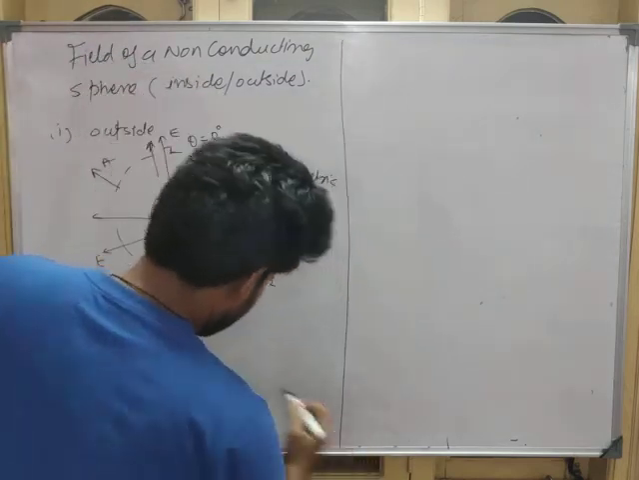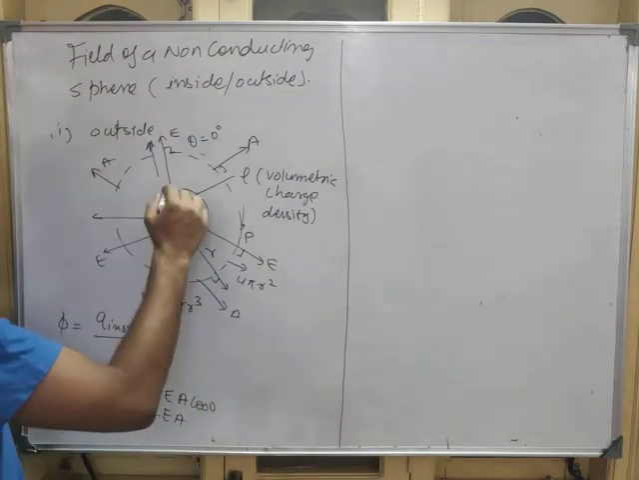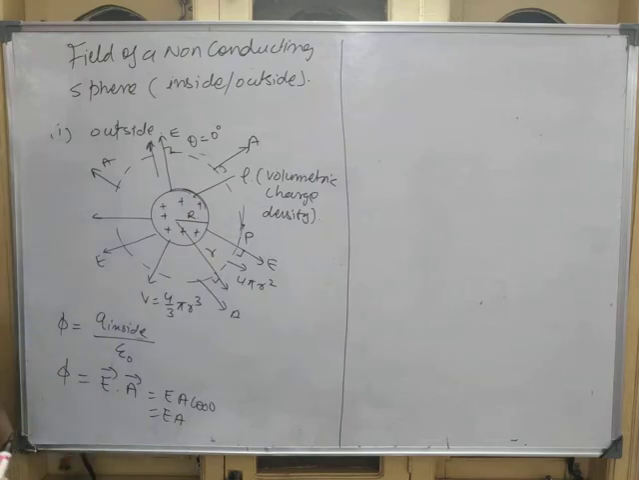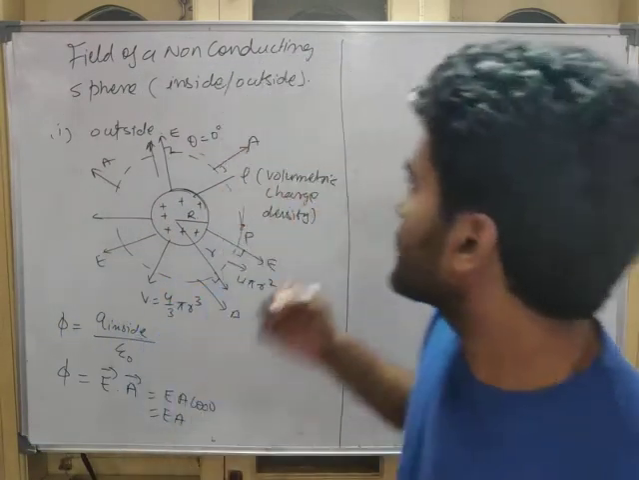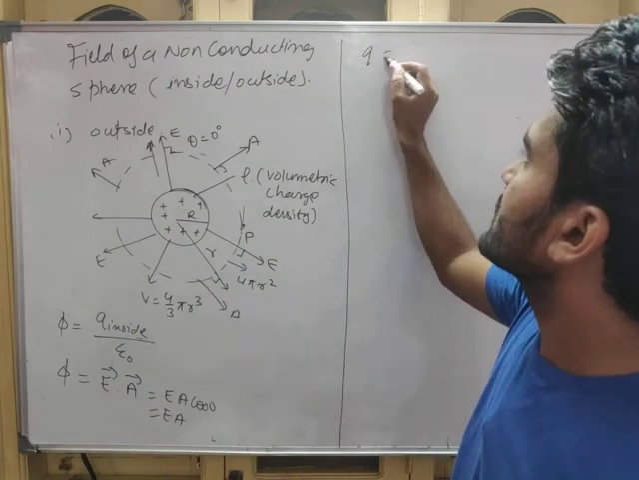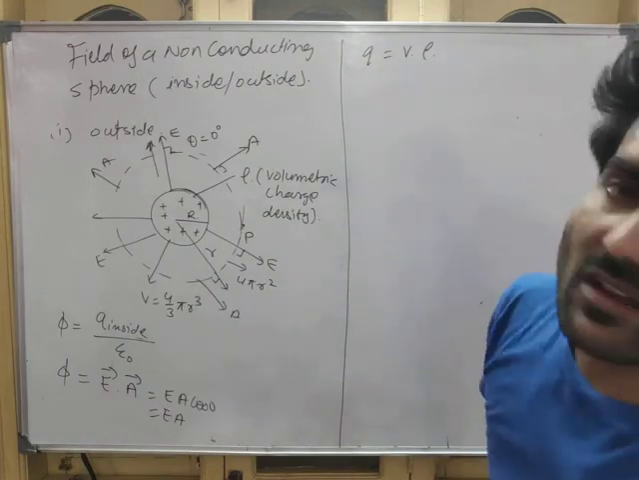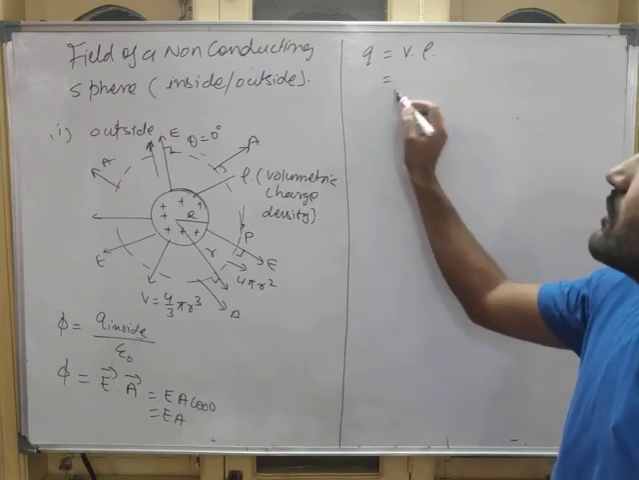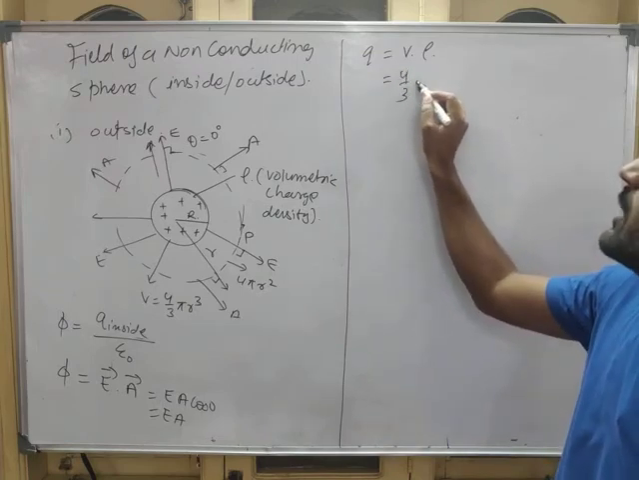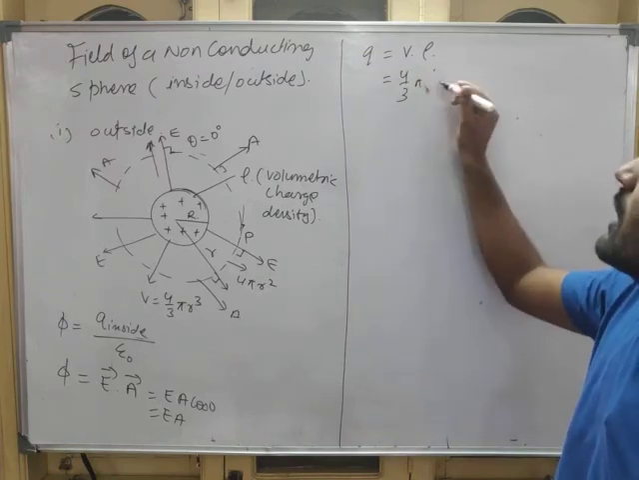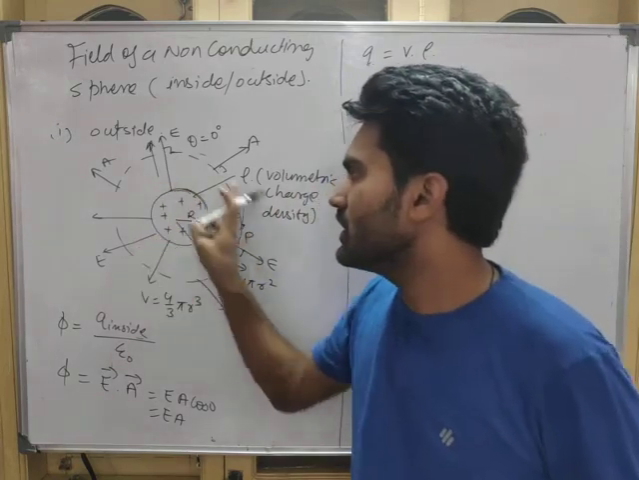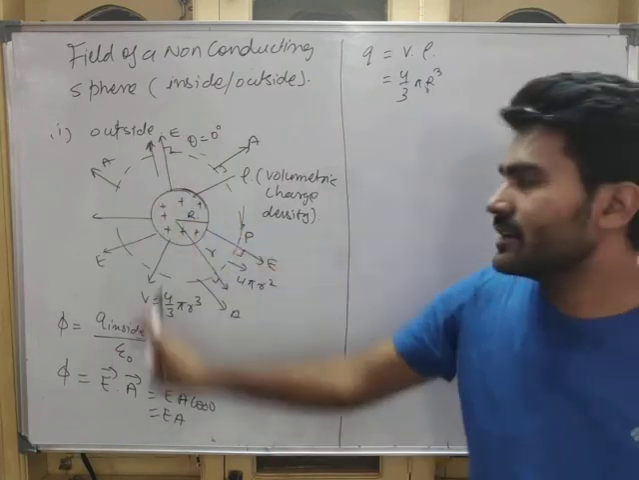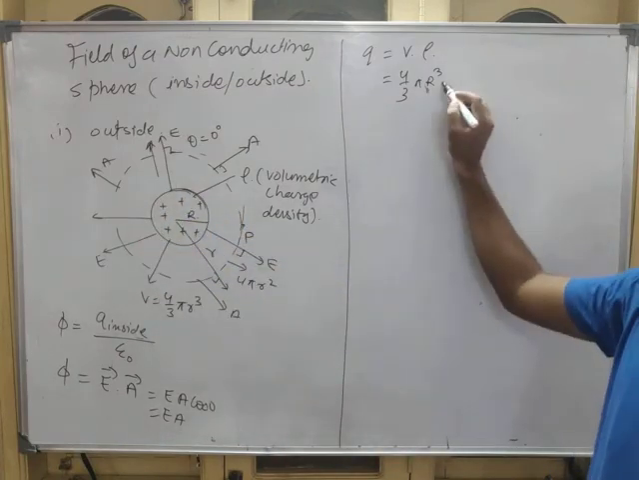Now, what is the charge? This is the sphere of radius capital R. So what is the total charge of this body? The total charge will be volume into volumetric charge density. The volume is 4 by 3 pi R cube. Why do we take capital R? Because we are finding the volume of the body, so it is capital R cube into rho.